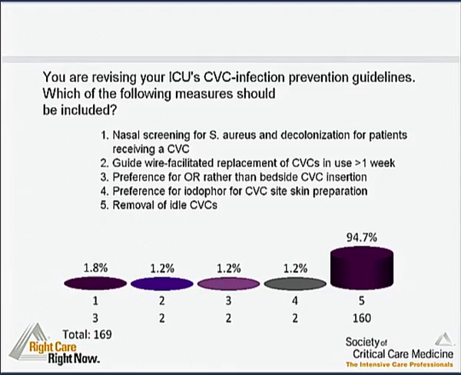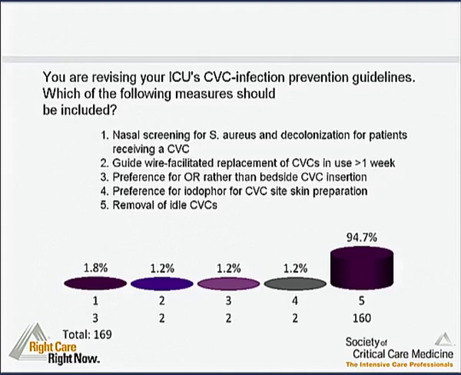Excellent. Almost all of you got the answer correct. Removal of idle CVCs. What's wrong with the other answers? Number one, screening for Staph aureus and decolonization. There are some data about this for surgical site infection prevention, and a lot of hospitals do that routinely for patients in whom foreign bodies are being inserted, like orthopedic prostheses or valves. But there's no data, as far as I know, about reducing risk of CVCs.